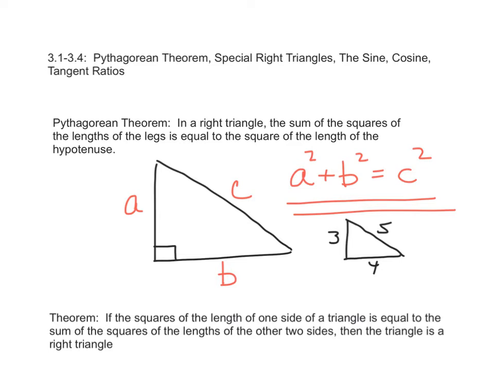So in other words, does 3 squared plus 4 squared equal 5 squared? Well, let's see. 3 squared is 9, 4 squared is 16, and 5 squared is 25. So yeah, that's true. And since that works, I can go ahead and say this is a right triangle. That's what that theorem says.